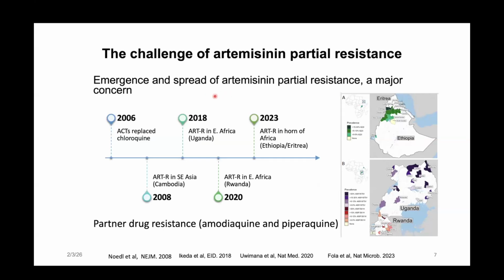And just to give us a bit of background, in 2006, ACTs, artemisinin combination therapies, were introduced. That was when there was high-level chloroquine resistance, also widespread across malaria endemic countries. And in 2008, a few years after replacement of chloroquine by ACTs, artemisinin partial resistance was detected in Southeast Asia, particularly in Cambodia. But luckily, for close to a decade, Africa was spared.